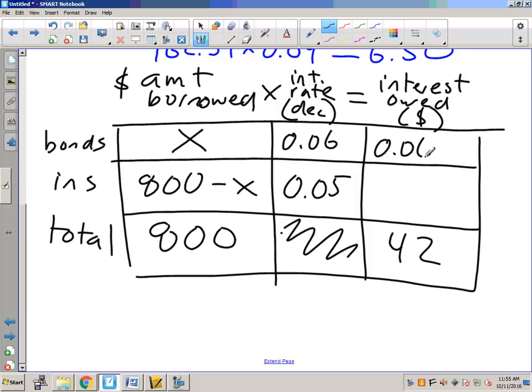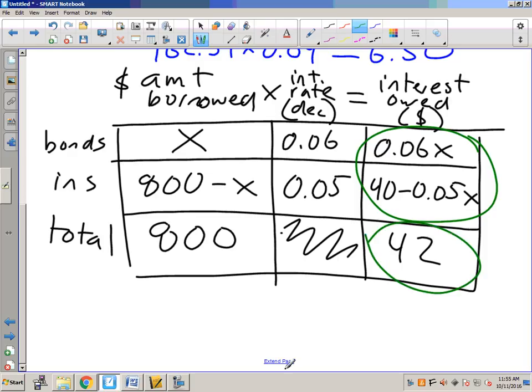All right, multiply across. 0.06x. And we need to distribute that 0.05 to the 800 and the negative x. That's 40 minus 0.05x. And here comes the big question. Where are we going to get our equation? The right-hand column? You have to ask yourself: does it make sense that the interest I paid from one thing plus the interest I paid from the other thing would equal the total amount of interest that we have to pay? Does that make sense?